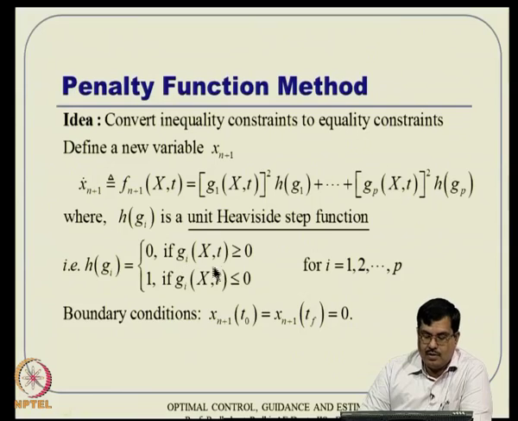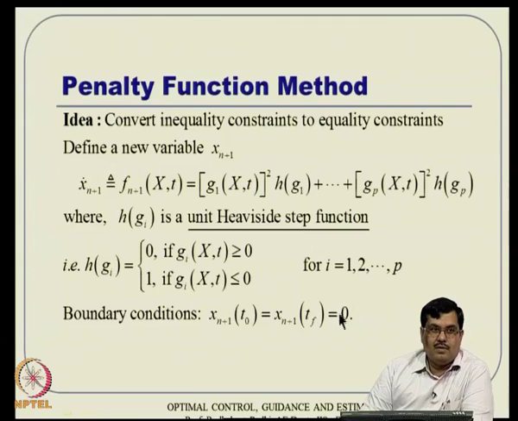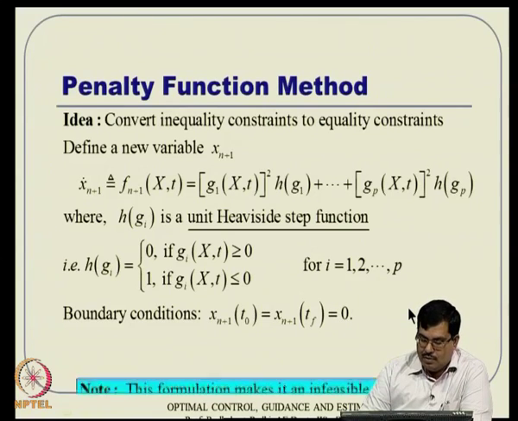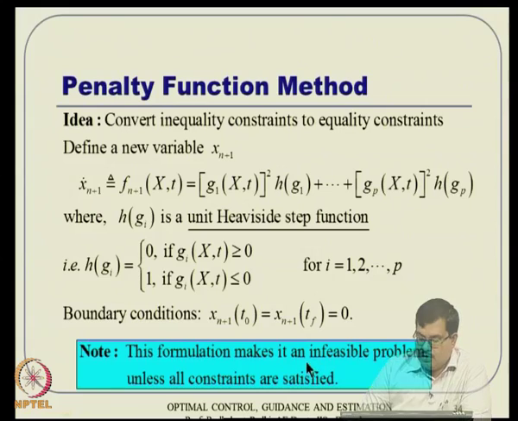That means all state equations, I mean all constraints, are satisfied. If one is not satisfied, then this is guaranteed to be positive, and even if it starts with some 0 value, it is going to go away actually. It is not going to come back to 0, because at no point of time the derivative is negative actually. So, that is the whole idea there. Essentially, this formulation makes it some sort of an infeasible problem unless all constraints are satisfied. That is the critical observation actually.